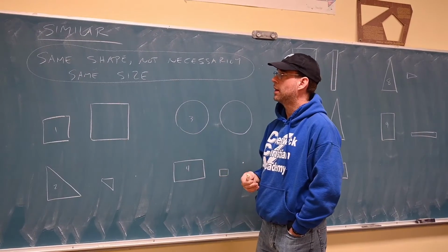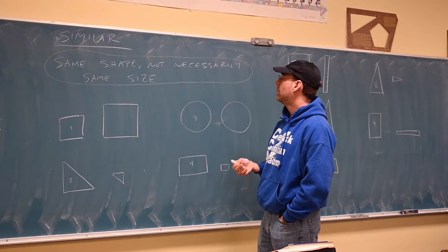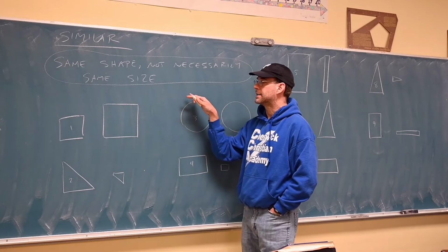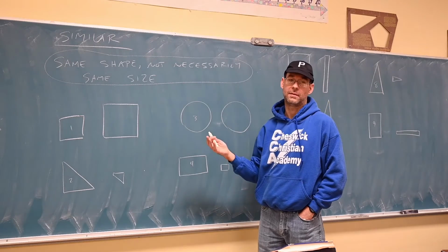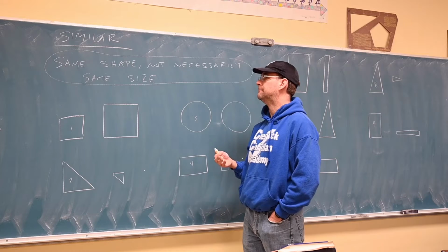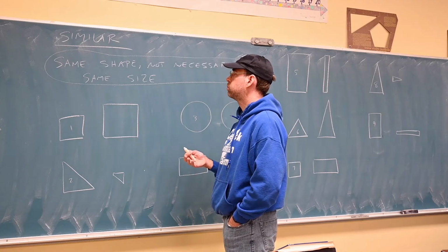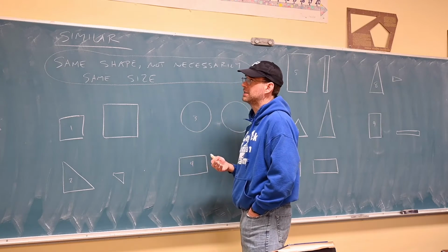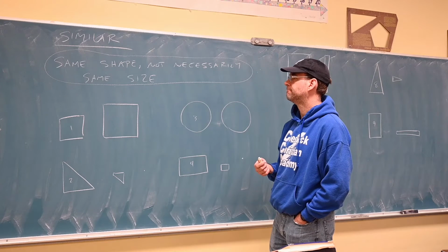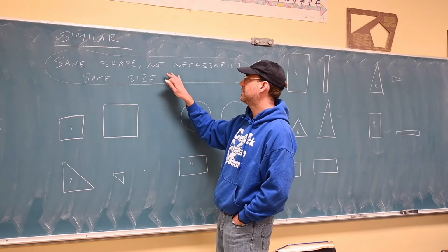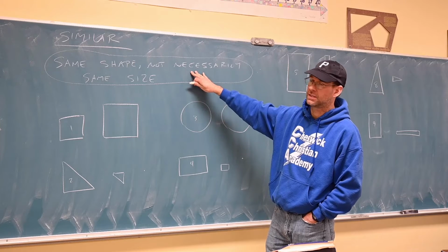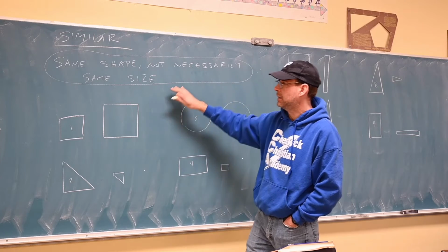When shapes are similar, it means they have the same shape, but they're not necessarily the same size. Not necessarily the same size means they could be the same size, but it's not necessary. It doesn't have to be. It means they could be the same size. They don't have to be. The size isn't necessary to be the same.